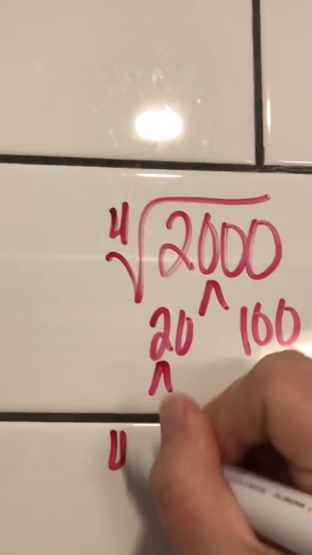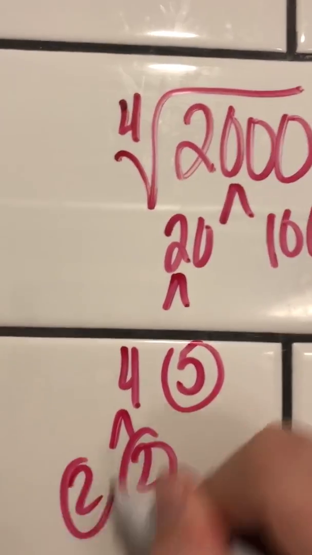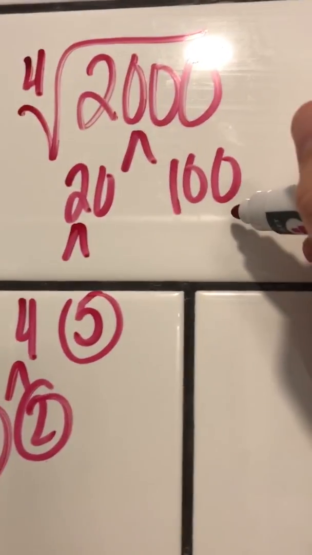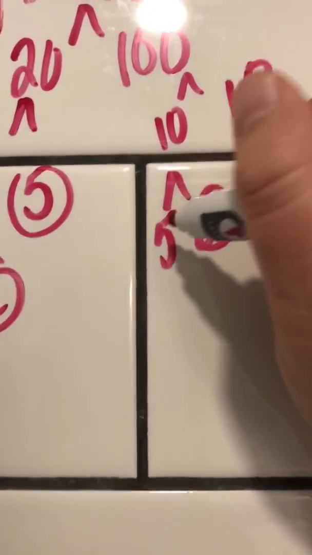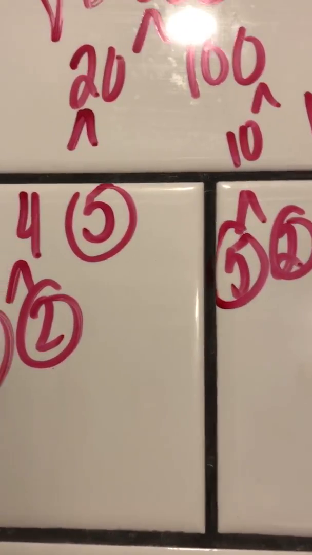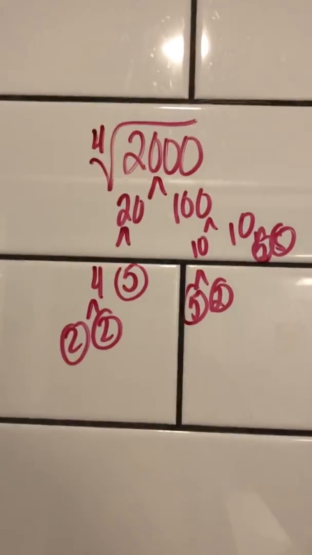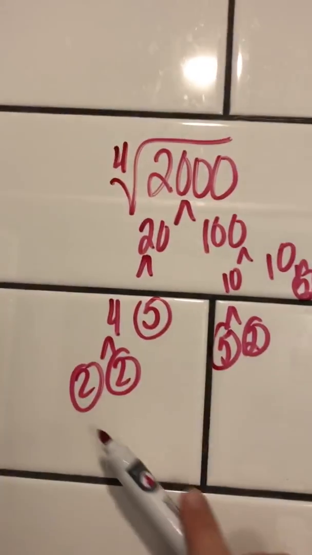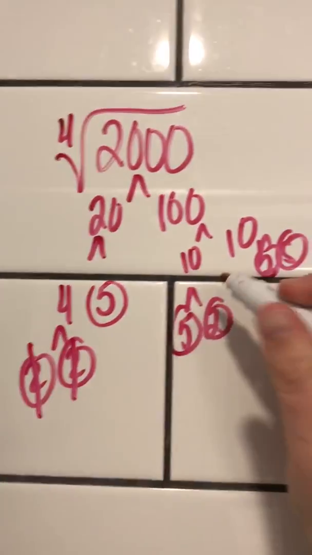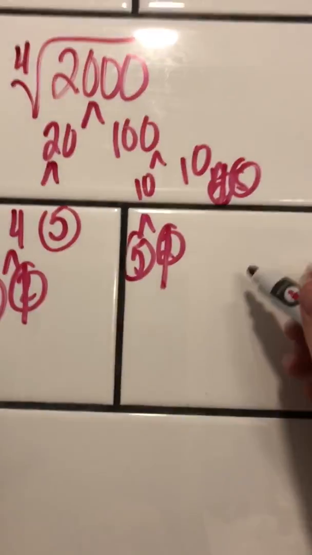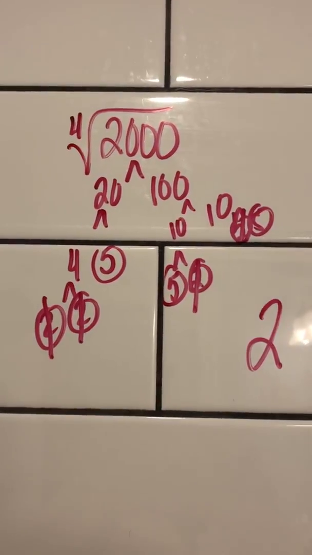My 20 is going to break into 4 and 5. 5's prime, I'm going to circle it. 4 breaks into 2 and 2, and I can circle my 2's. 100 can break into 10 and 10, and each 10 can break into 5 and 2. So now that I have my whole factor tree, I need to find a group of 4 to pull that number outside. So I have 1, 2, 3, 4 2's. So I'm going to cross those off so I don't forget that I used them. And that 2 can play outside. It becomes 1.